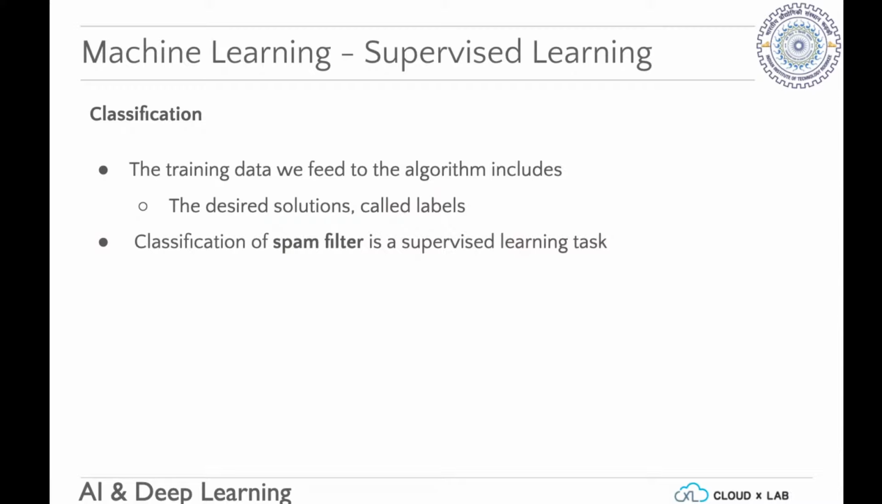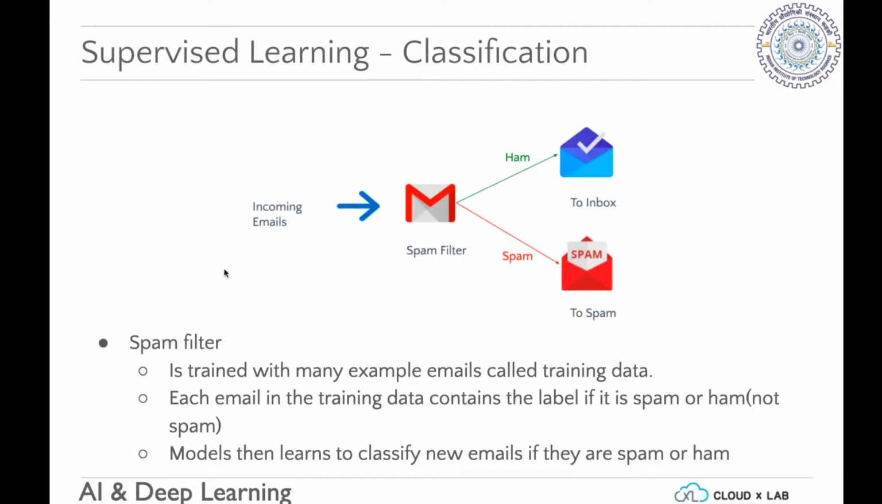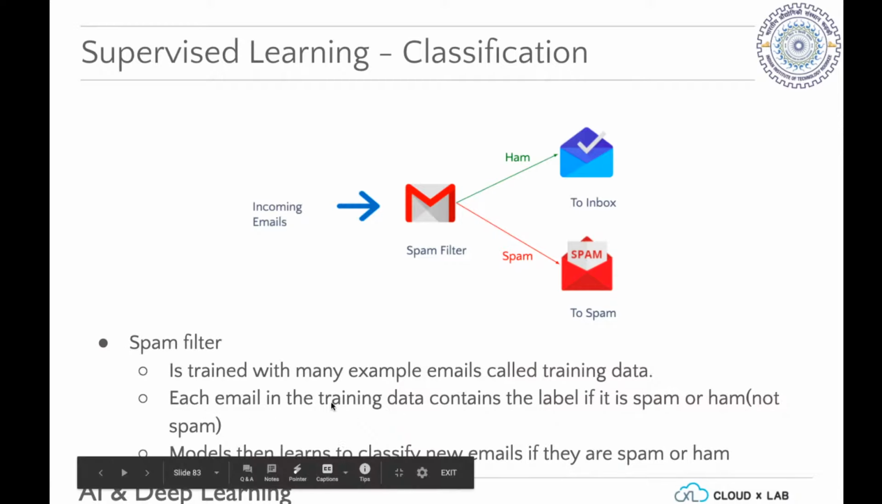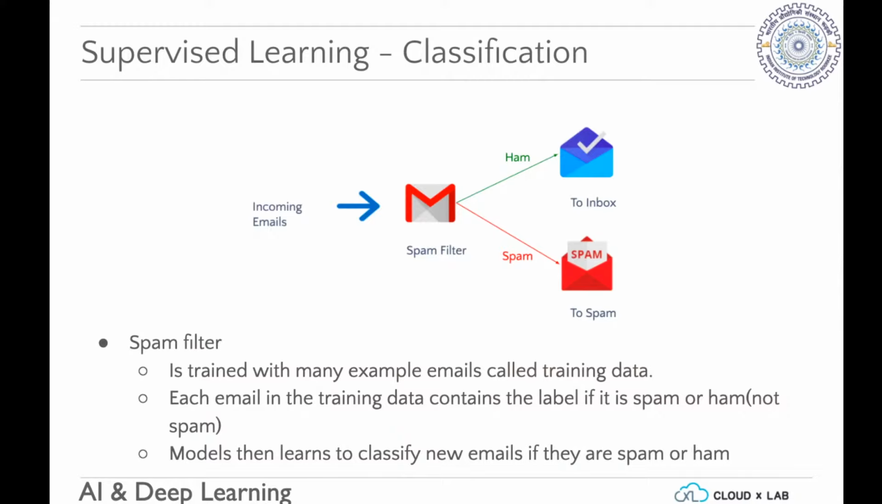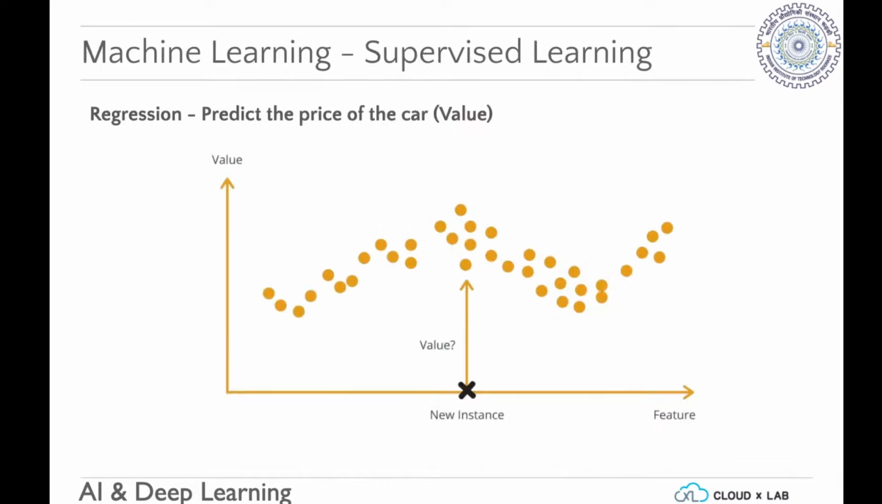So spam filter is classification. You classify an incoming email as spam or ham. As I said, the spam filter is trained on many examples of incoming email. Over a period of time, we have been marking email as spam and as ham. Each email in the training set contains a label, which is spam or ham, which is not spam. The model then learns to identify patterns to tell spam apart from ham. That's how that works. So this is an example of supervised learning and classification.